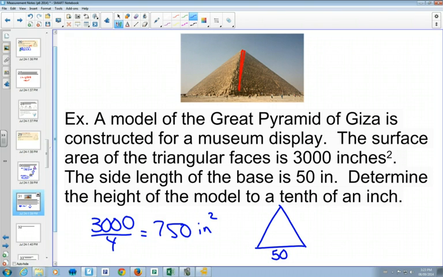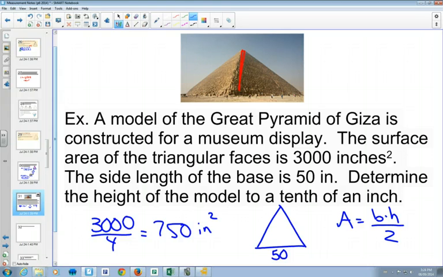And we're sort of working backwards from what we had before. If I know the area of the triangle and I know the base, what can I find out about that triangle? If I look at my formula, I know the area, I know the base. The only thing in this formula that I wouldn't know then is the height.